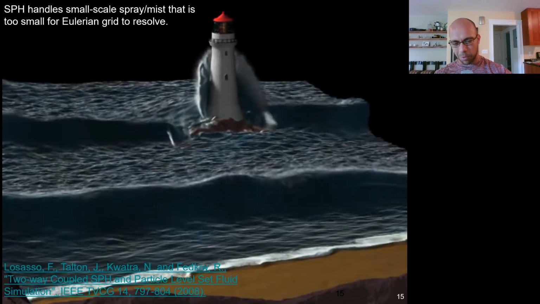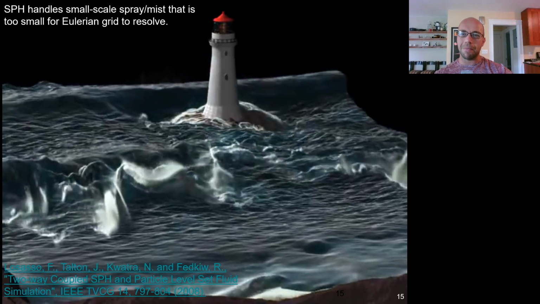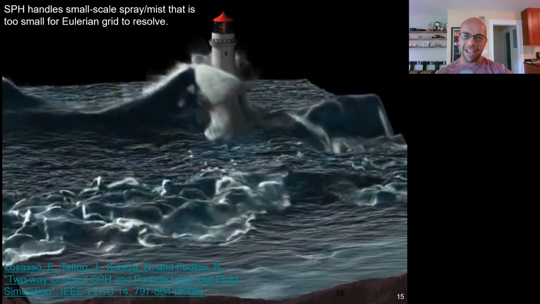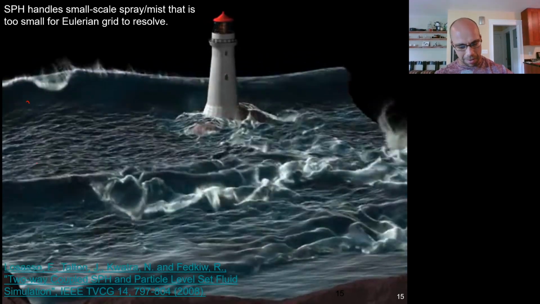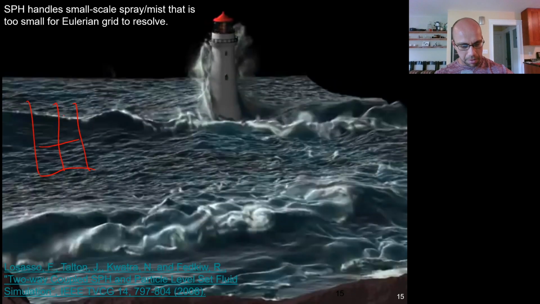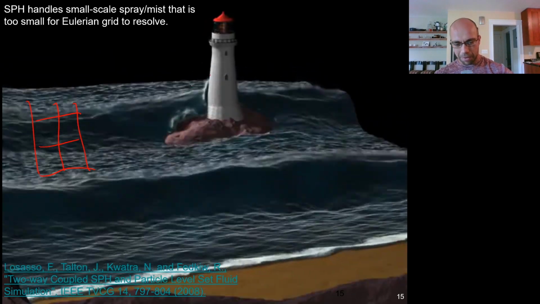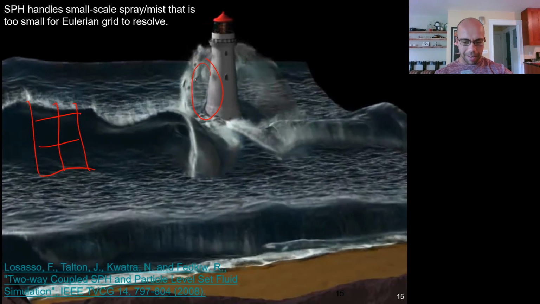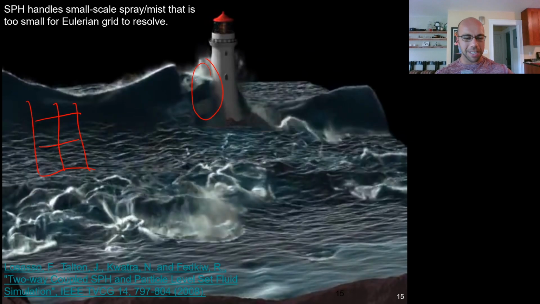Here's another cool clip, and you can see actually in this case, this video clip is made by coupling together Lagrangian and Eulerian fluids. The Eulerian fluid is being used in the bulk of the water to keep track of some of the large motion. But if you look at the fluid hitting into the lighthouse here, it emits some spray, and that becomes Lagrangian particles.